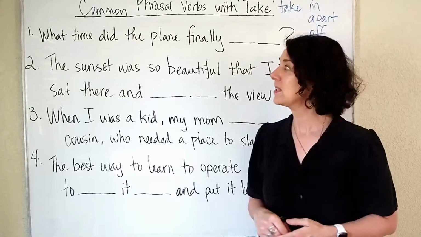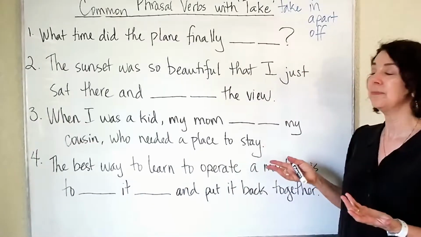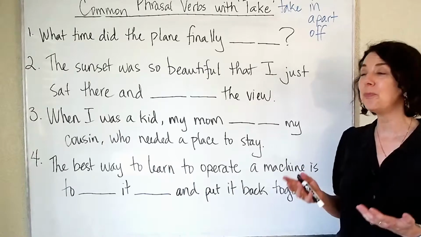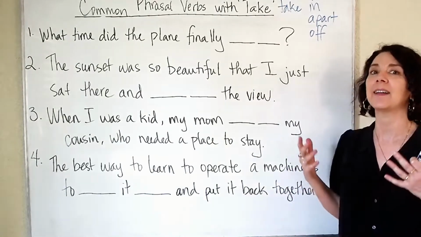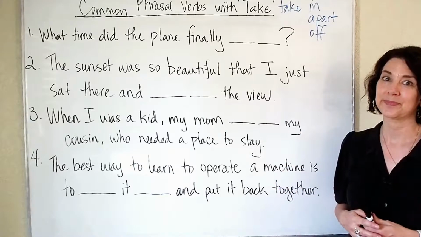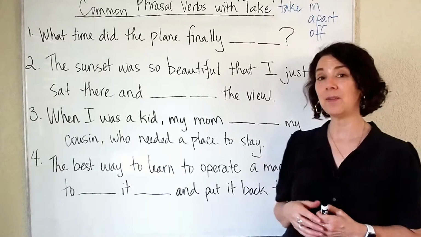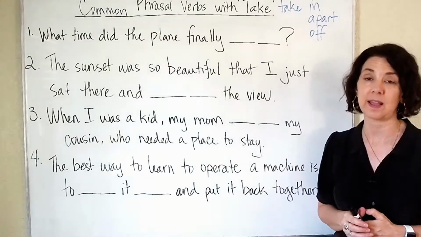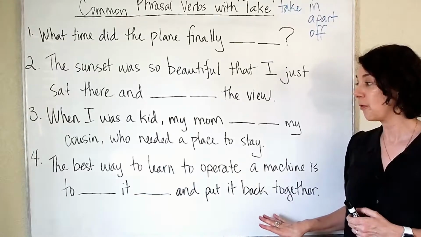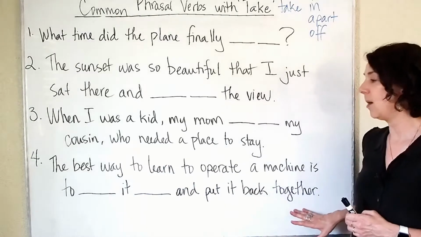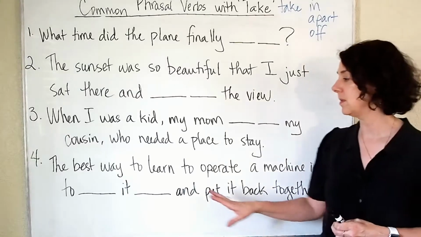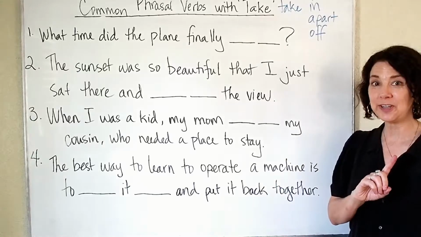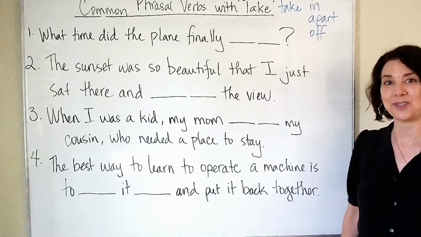Number 1, what time did the plane finally? Number 2, the sunset was so beautiful that I just sat there and the view. Number 3, when I was a kid, my mom, my cousin, who needed a place to stay. Number 4, the best way to learn to operate a machine is to it and put it back together. Pause the video, think about your answers, and then come back and we'll check them.